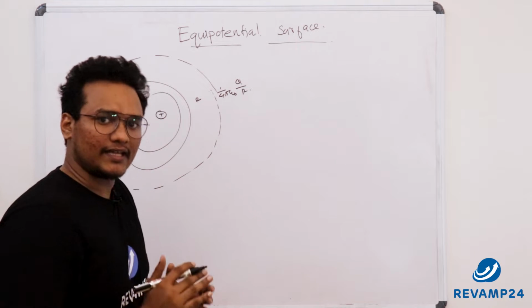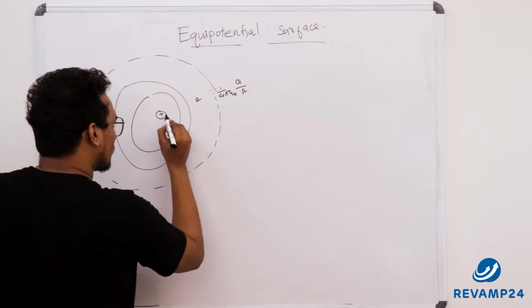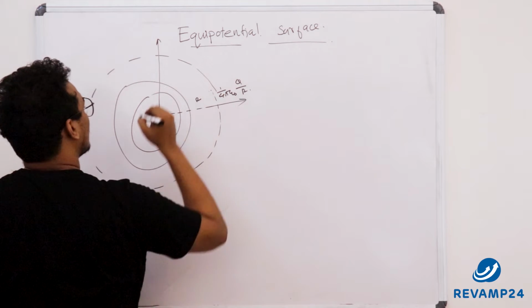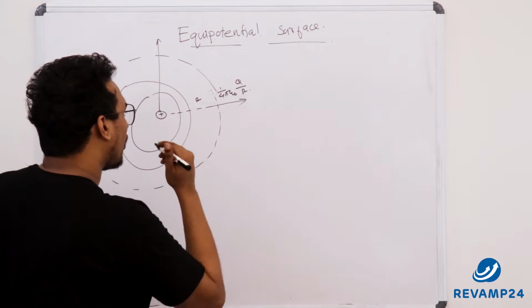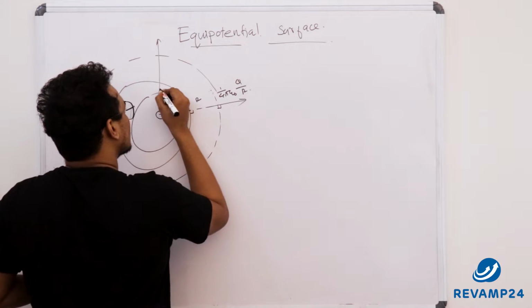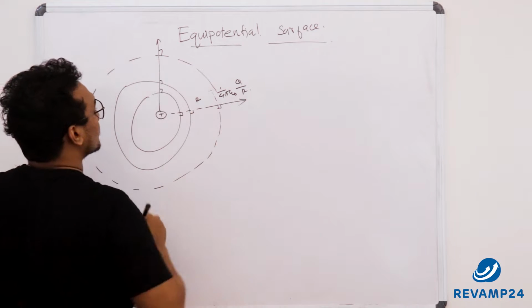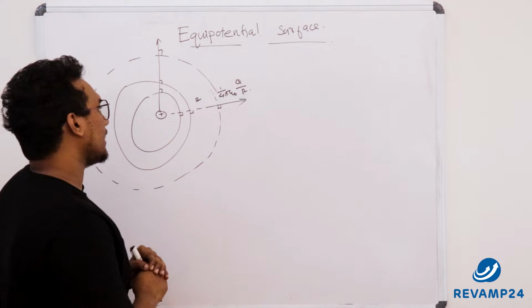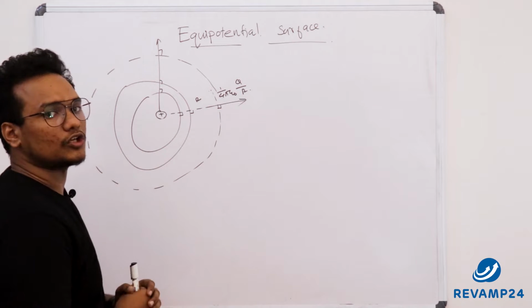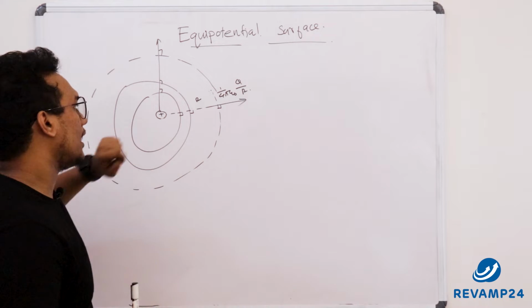And one important takeaway from this is, just draw the electric field. From a positive charge, it will be away from the charge. Now, the electric field will always be perpendicular to the equipotential surface everywhere. It's a very important relation. Clear? Make a note of it. Electric field will be perpendicular to equipotential surface. So, this is for a point charge.